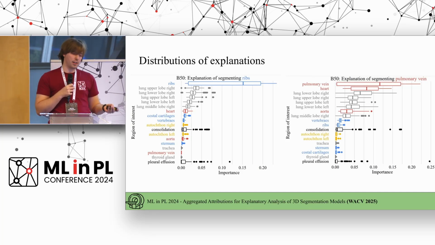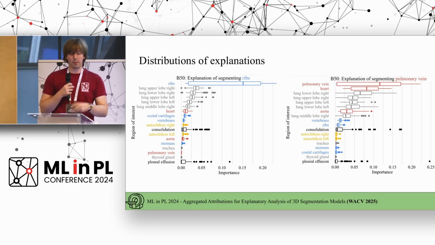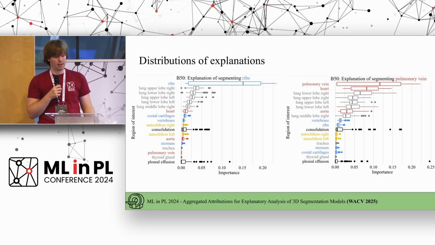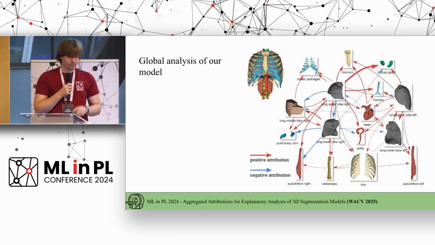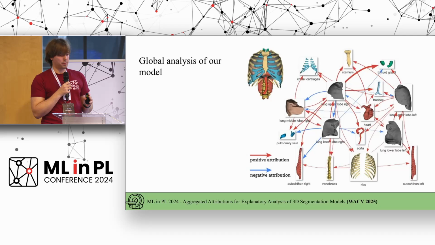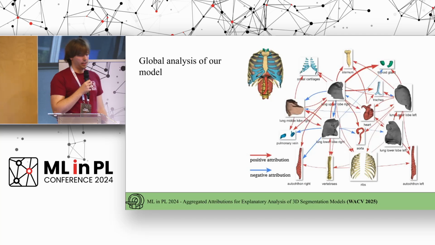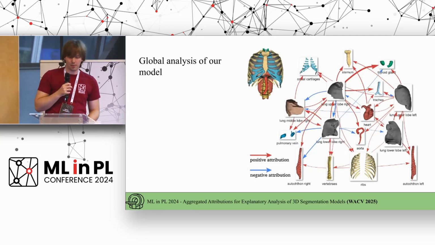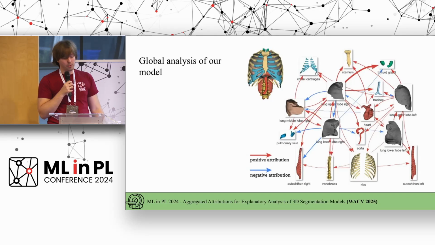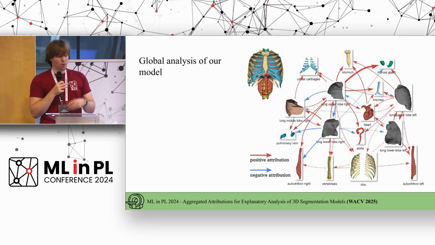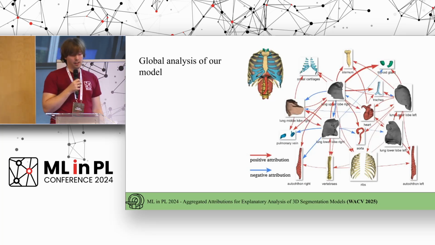As you can see, of course, the pulmonary vein is still important, but because it's connected to the heart, the heart is also really important for the segmentation of this body part. So we also decided to create this global analysis of our model just by creating a specific graph. And this graph was really hard to make readable, but by using only the most important connections, we were able to analyze which parts of the body influence each other.